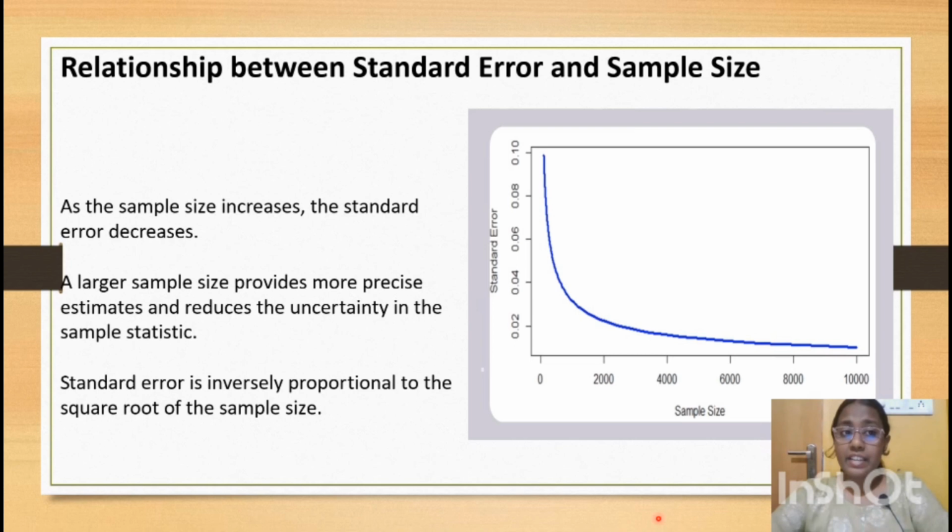The standard error is inversely proportional to the square root of the sample size. We have already gone through this formula while calculating the standard error. When we went through the formula, we got that the standard error is equal to standard deviation divided by square root of sample size. So it can also be expressed as the standard error is inversely proportional to the square root of sample size.